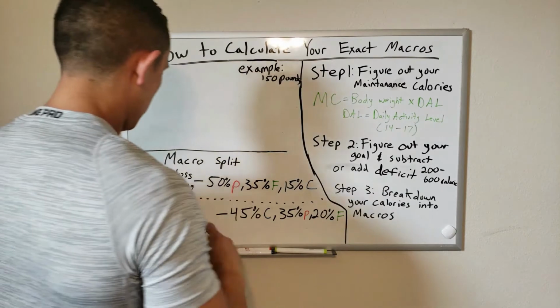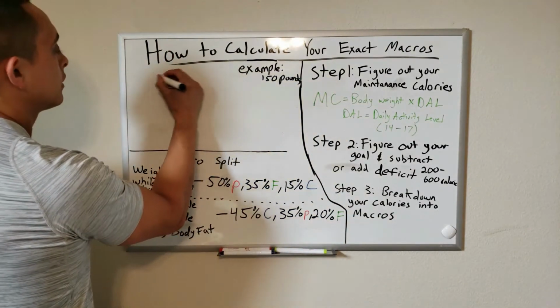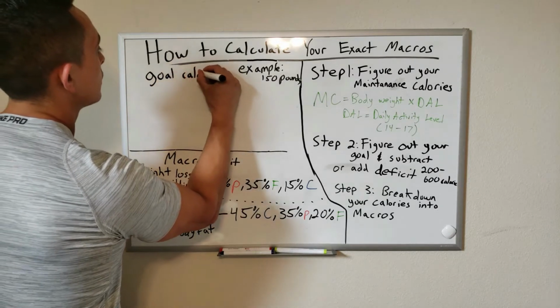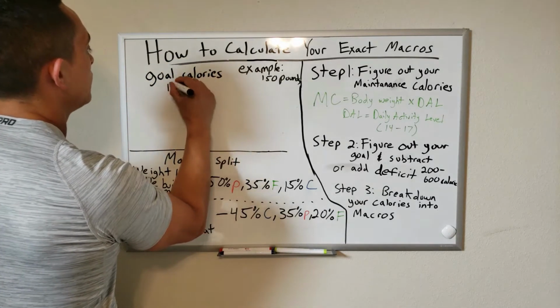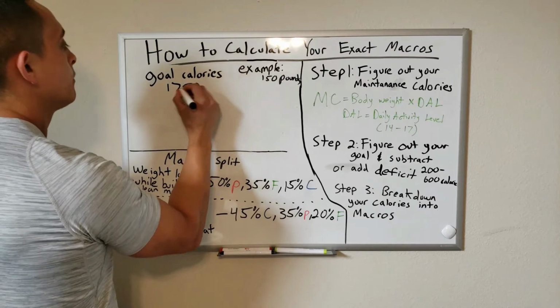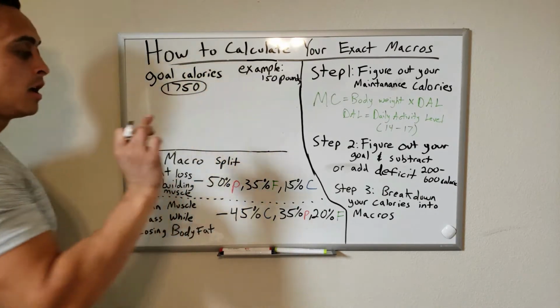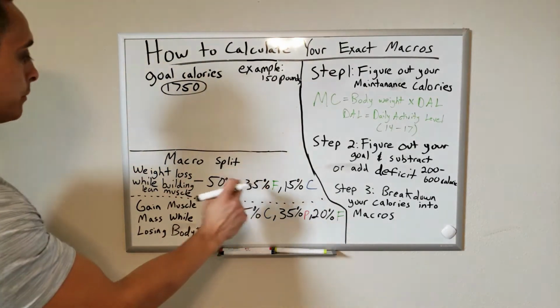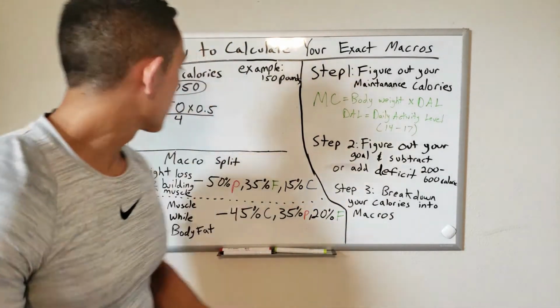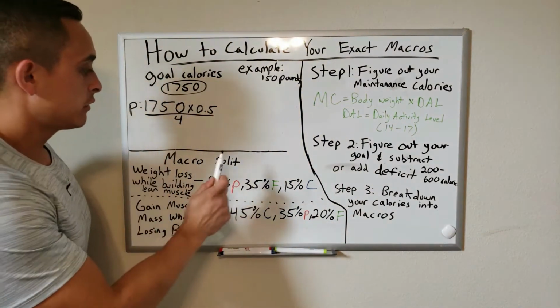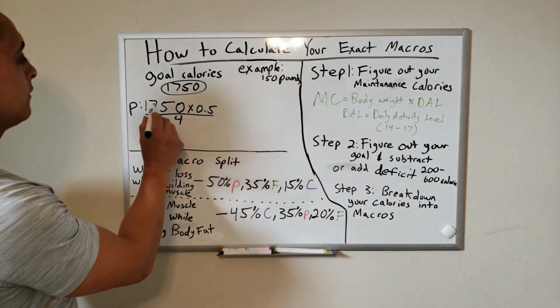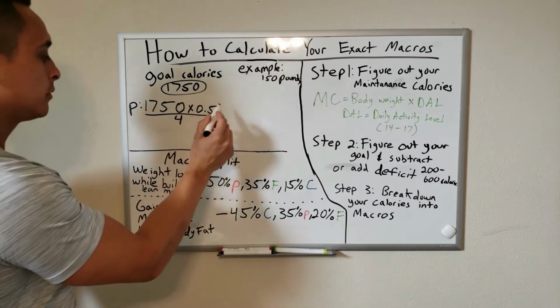Okay. So we have our calories. So our goal calories is 1,750. Okay? That's our magic number. We're going to break that down. We're going to use this split here. Okay, so now we're going to figure out our proteins, fats, and carbs. Okay? Breaking this down, all you have to do here is take your goal calories times your macro split.